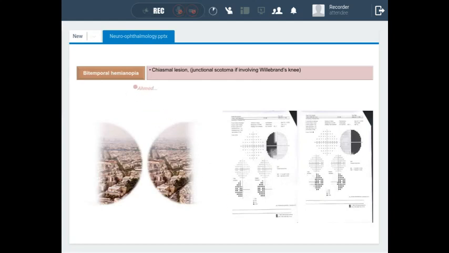Bitemporal hemianopia was classically described with chiasmal lesions due to compression of the decussating nasal fibers on the chiasm. So this will lead to bitemporal hemianopia. However, you may be surprised to know that bitemporal hemianopia is not the commonest visual field defect to occur in chiasmal syndrome. There are other presentations of the chiasmal lesion.